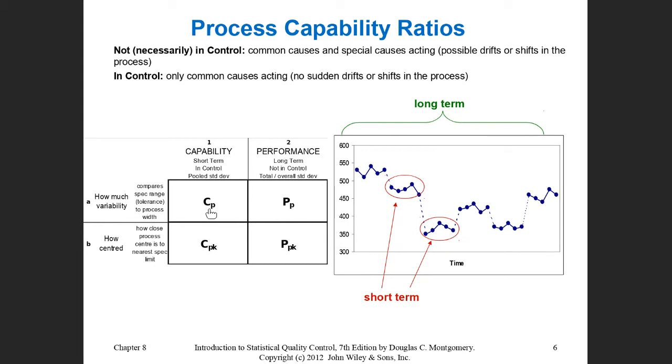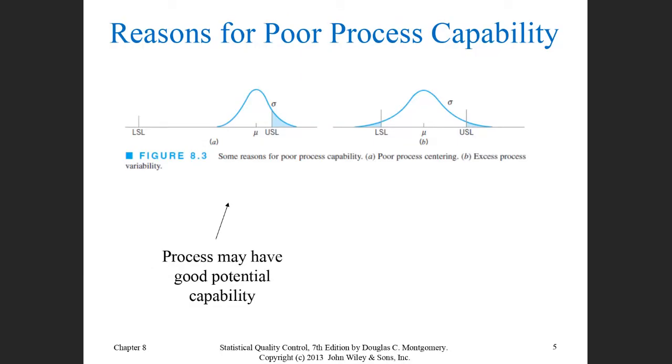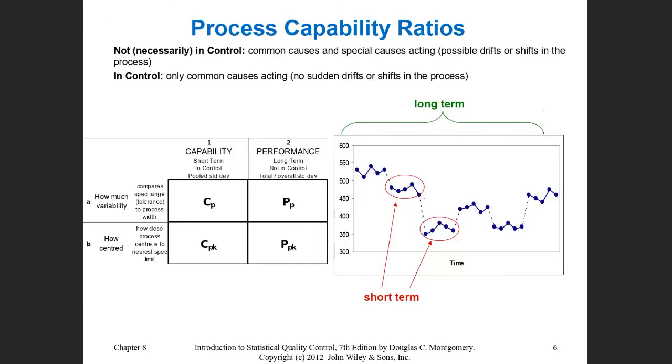Now, as you can tell, there is a CP and PP, and there is CPK and PPK. The difference between the first row and the second row is that the P here refers to the variability, and the CPK refers to the centering of the process. Remember, the reasons for poor process capability are the centering and the process variability. This is exactly what those ratios do.